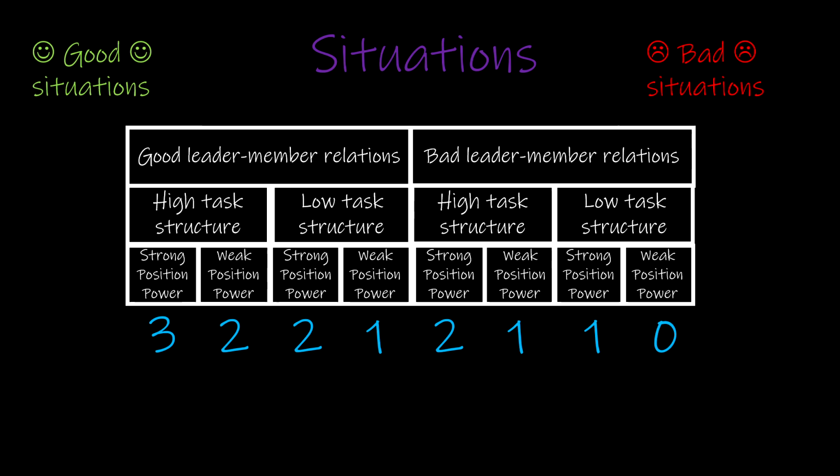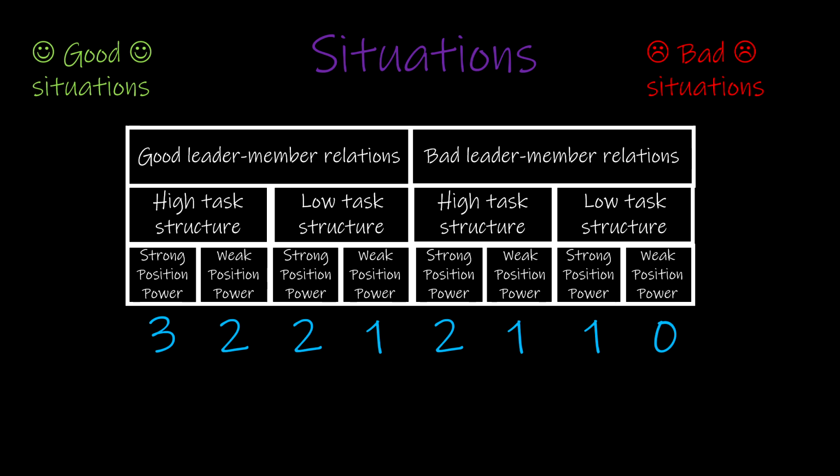So if you're not all that familiar with Fiedler's contingency model, this can seem a little bit strange that a situation that only has one positive component would be preferable to a situation that has 2 positive components. But you have to remember that Fiedler said there's kind of a ranking order to these components of the situation, and that leader-member relations are the most important.